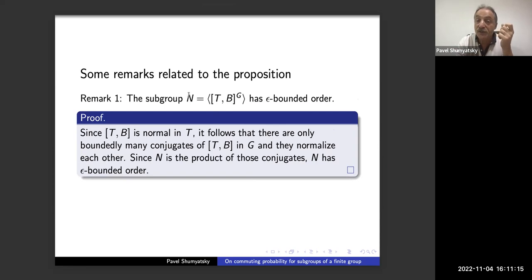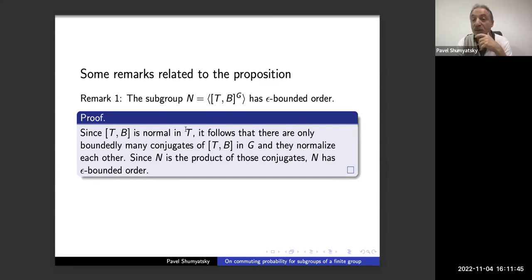But it's important to note that even if we take just a normal closure of that subgroup, N, the order of N is also bounded in terms of epsilon only. Why? Because the commutator of T and B is normal in T. And since T has a small index in G, it follows that the normalizer of that subgroup has small index. So there are only boundedly many conjugates of that subgroup.